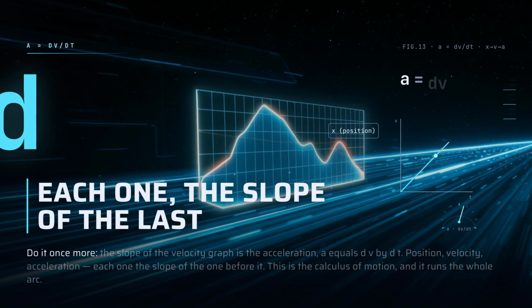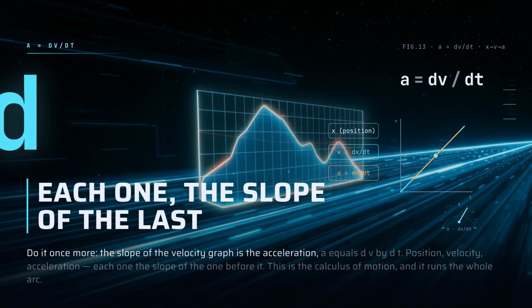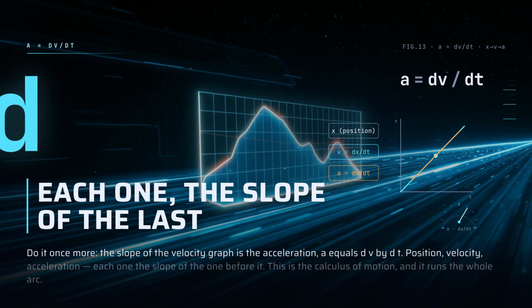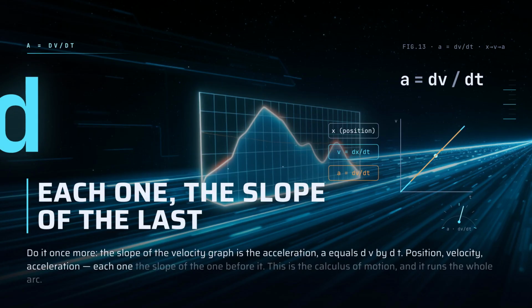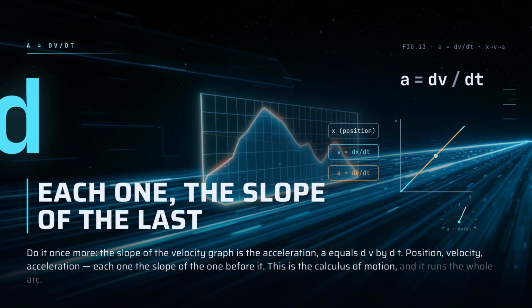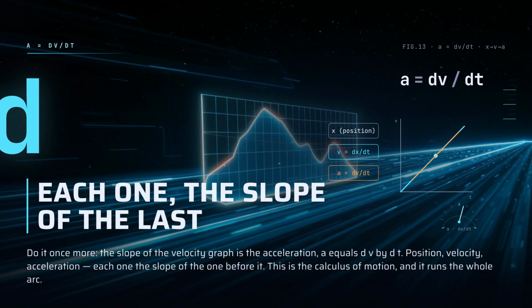Do it once more. The slope of the velocity graph is the acceleration. a equals dv by dt. Position, velocity, acceleration. Each one, the slope of the one before it. This is the calculus of motion, and it runs the whole arc.